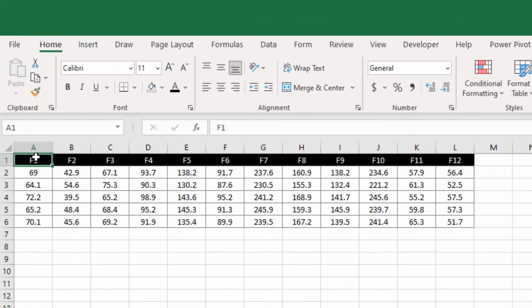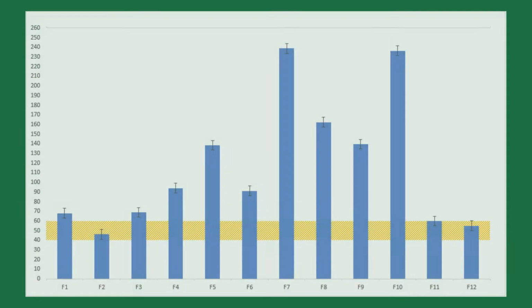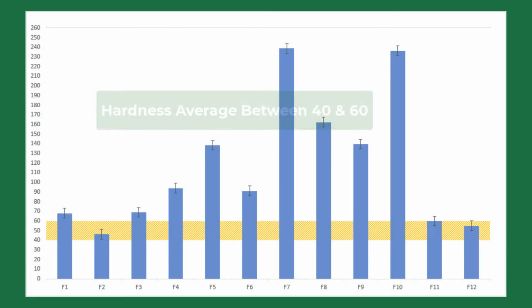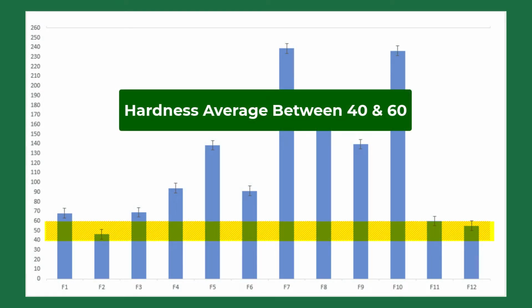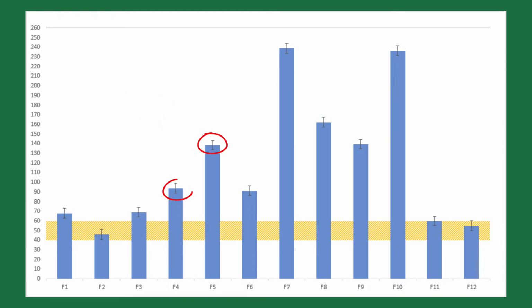The table is given the hardness test results from the 12 replicate samples. I was requested to highlight the region where the average hardness lied between 40 and 60, given the instrument uncertainty reading is 5. Okay, let us see how we can create this chart.